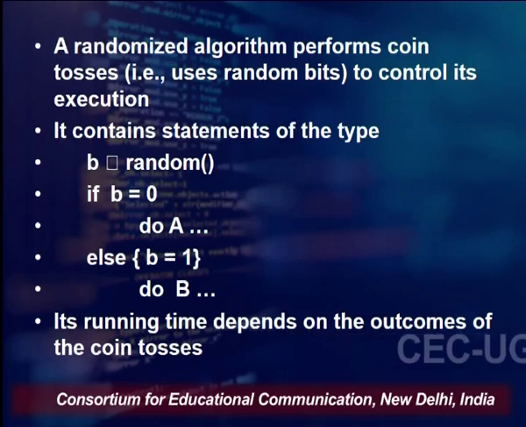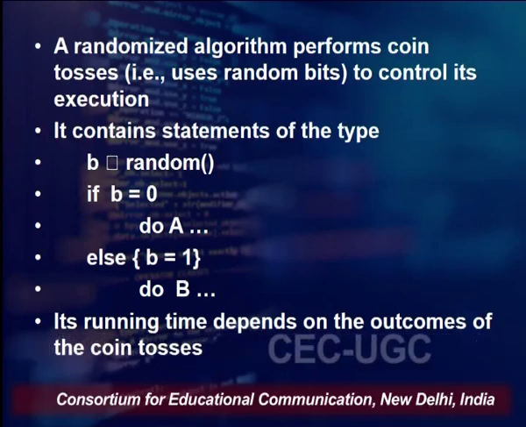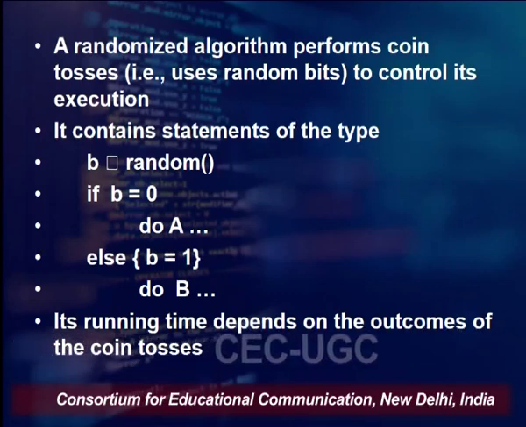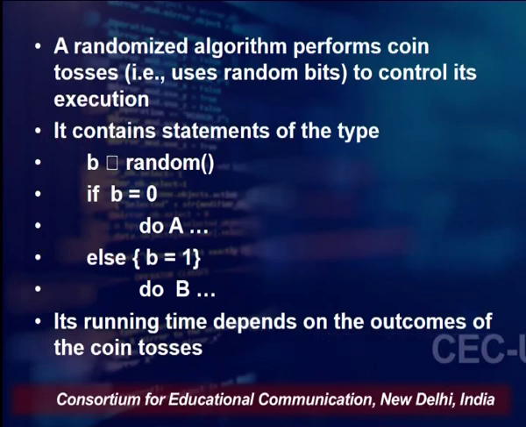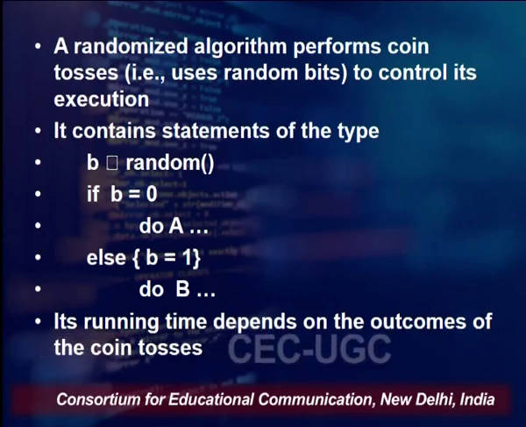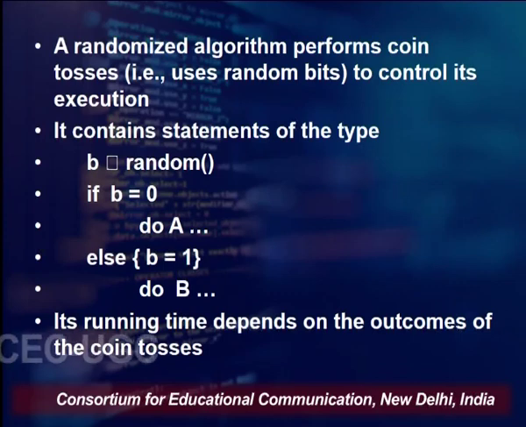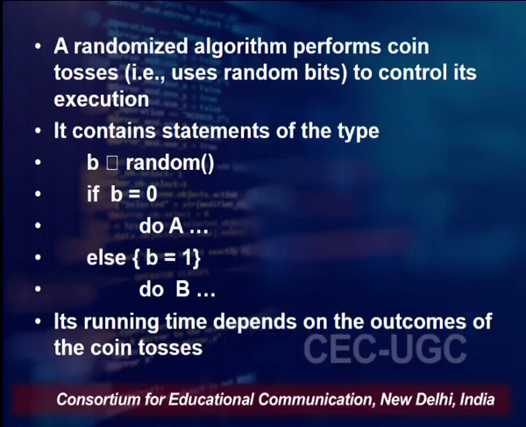What kind of randomized algorithm it is going to use introduces here the topic of insertion. This randomized algorithm is required when we try to insert a particular value in the skip list. A randomized algorithm performs coin tosses to control its execution.